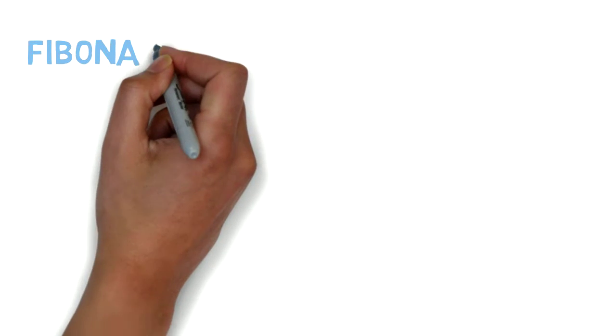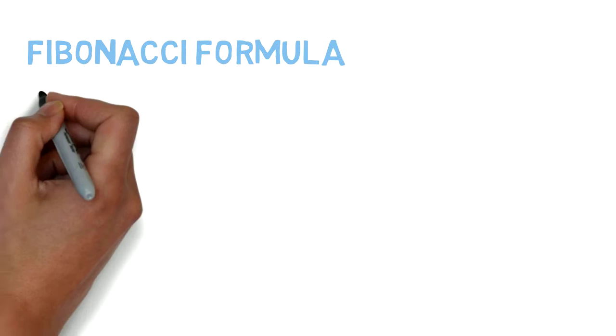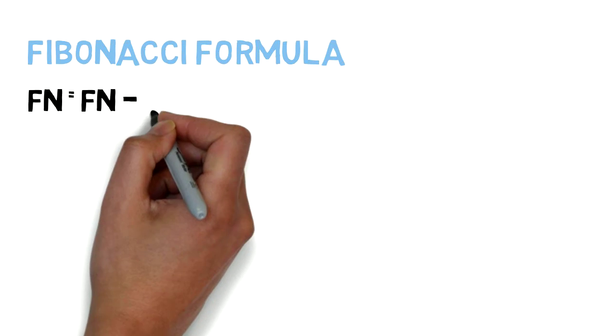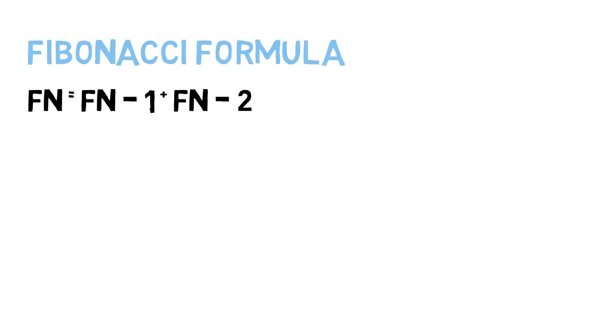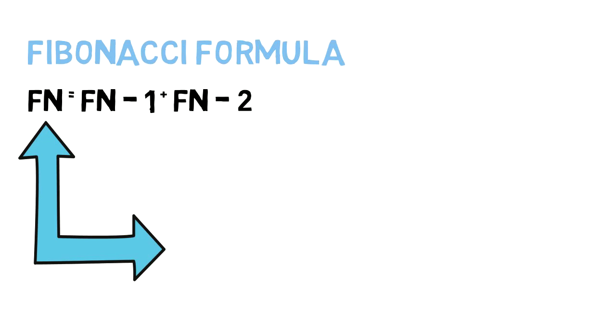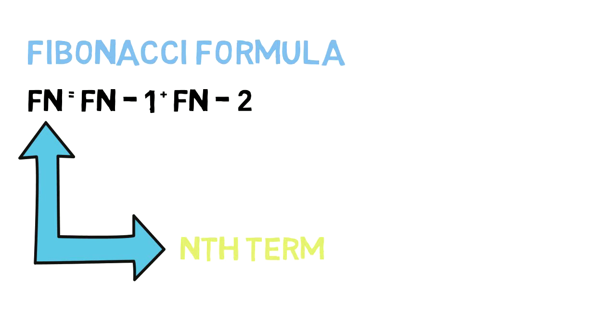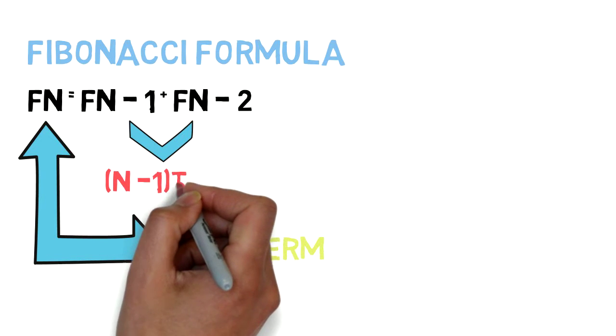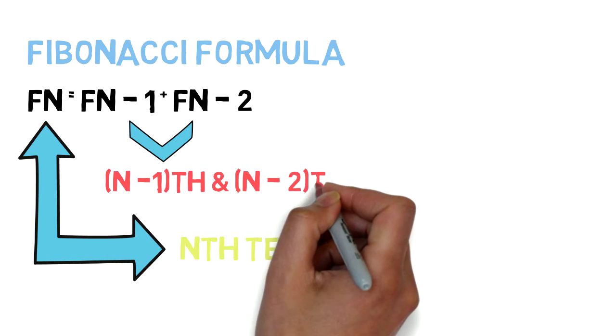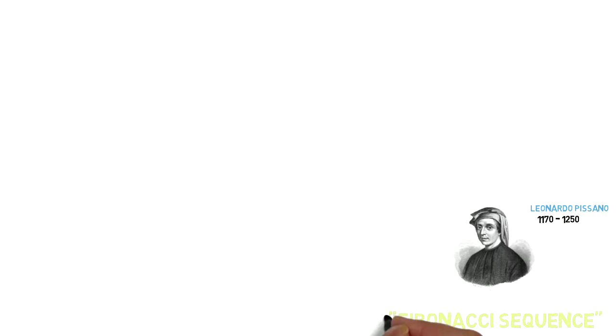The Fibonacci formula is given as f of n is equal to f of n minus 1 plus f of n minus 2, wherein the f of n is equal to the nth term of the series, while f of n minus 1 and f of n minus 2 are the n minus 1 and n minus 2 terms respectively.